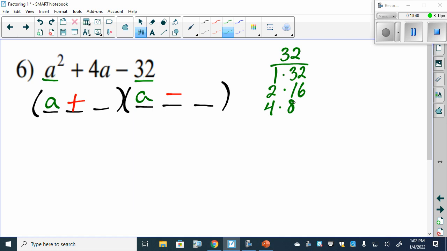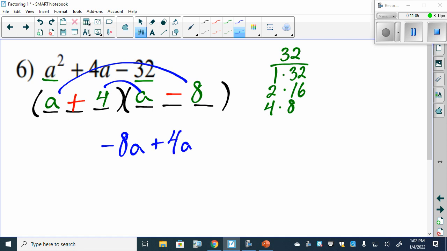Now, which one of these would we try first? 4 and 8. Which one do you want to put first? 4 and 8. And last but not least, we can check. A times negative 8 would be negative 8a. 4 times a is going to be plus 4a. And negative 8a plus 4a is negative 4a. Is that what we wanted?